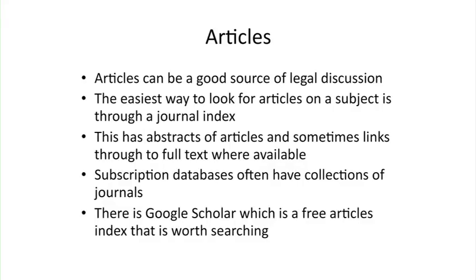Articles can also be a good source of legal discussion. Searching for articles by subject is best done via a journal index rather than going to individual journal titles. Indexes will have abstracts of articles and sometimes links through to the full text. Larger subscription databases also have collections of journals as well, so check what access you have via your databases. There is also Google Scholar, which is a free articles index and is definitely worth looking at.